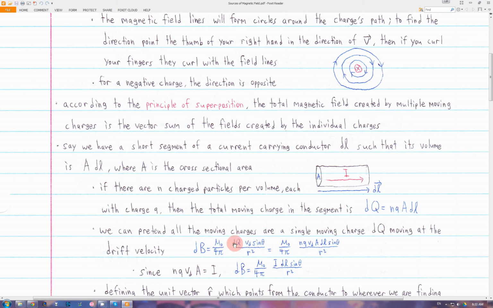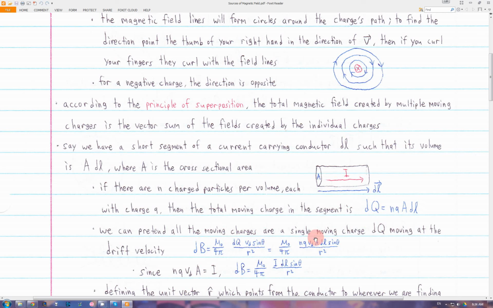So using the formula, we get that the magnetic field due to this tiny section of wire, so we call it dB, is equal to mu naught over 4 pi, and then the charge is dq, and then v cross r hat, that would be the drift velocity times sine of theta, and then over r squared. And so if we plug in this expression for dq, then we get n q v_d A dl sine theta over r squared.